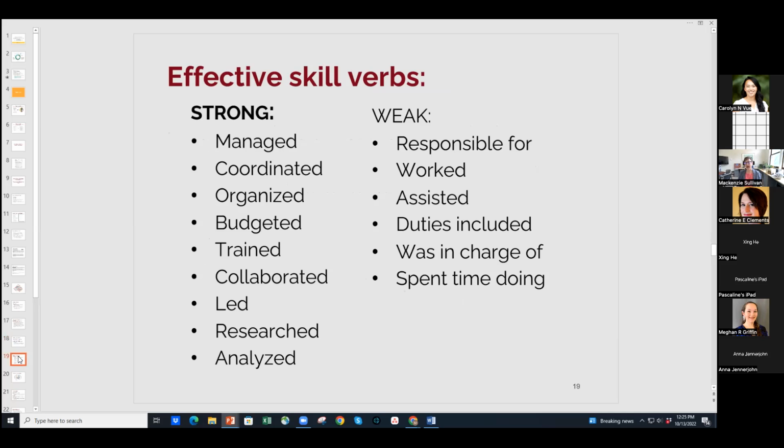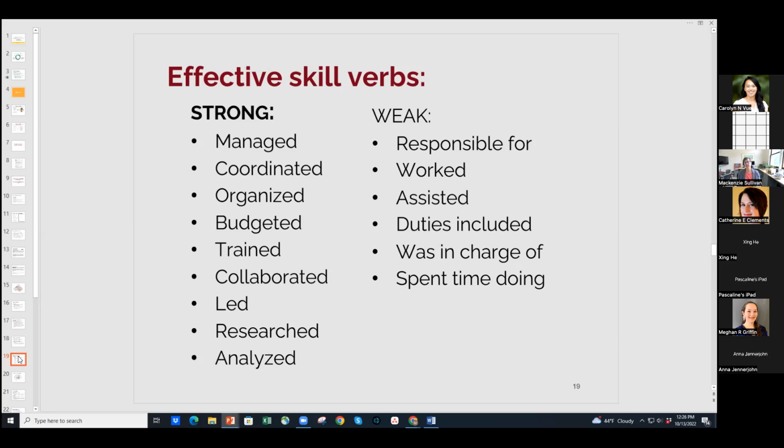So let's look at effective skill verbs that you could be using. On the right-hand side, you see what I would consider weak ones. These are things I see very often, where people say, I was responsible for implementing this project, and I'm like, I don't know what that means. Responsible just tells me that you're responsible. Or I worked on a paper. Well, worked isn't very helpful. Or I assisted with something. I don't know what you did. And if I can't envision what you did, it's not helpful for me as a reader.